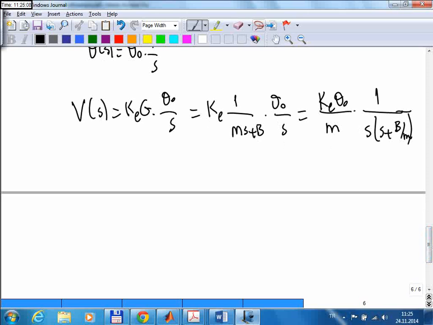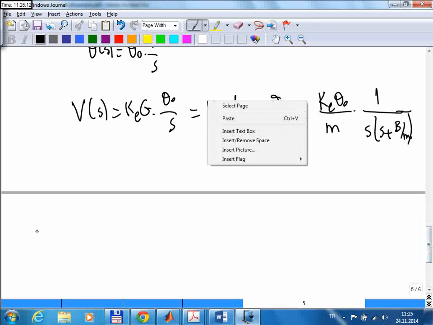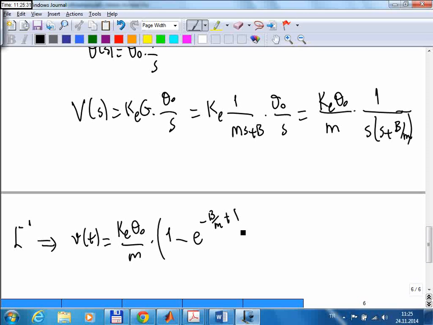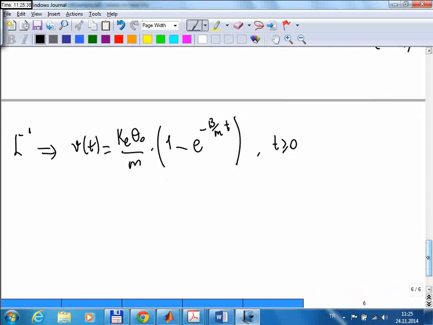Okay, so to find the response here, we need to take the inverse Laplace transform. So let me just write you what you get in the end. If you take the inverse Laplace transform from here, you get the speed of the car as... okay, so this is the solution to this.